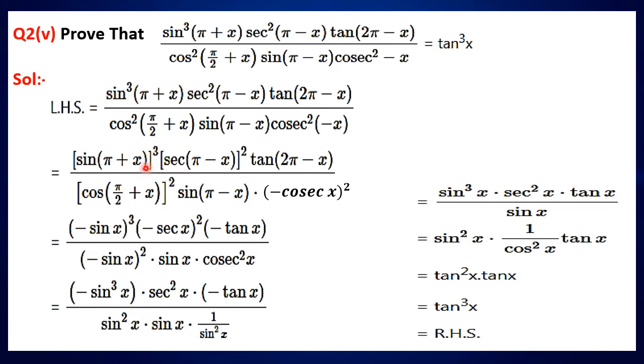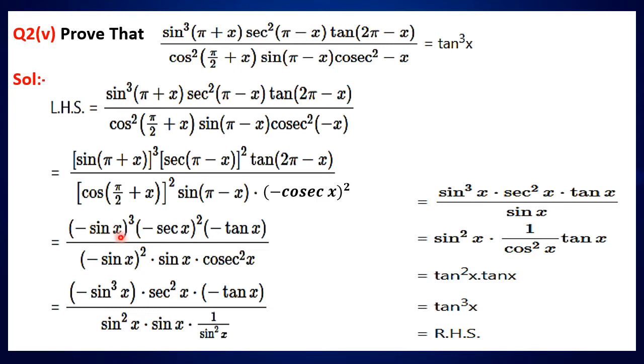So sine cube can be written as sine pi plus x the whole cube. Similarly, sec square pi minus x can be written as sec pi minus x the whole square, and tan 2 pi minus x. Denominator also will be written this way. Cos square pi by 2 plus x is cos pi by 2 plus x the whole square into sine pi minus x into cosec square minus x is cosec minus x the whole square, and cosec minus theta is minus cosec x the whole square.